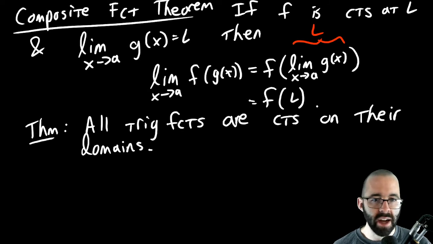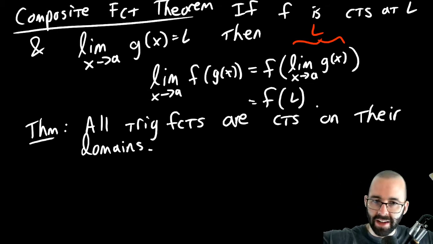If we can do it for sine and cosine, then we can basically do it for everything. Because tangent is just sine over cosine, so limit laws would give us tangent. Same with cotangent. It's just cosine over sine. And secant is just 1 over cosine. Cosecant is just 1 over sine. So if we can do sine and cosine, we can do everything.